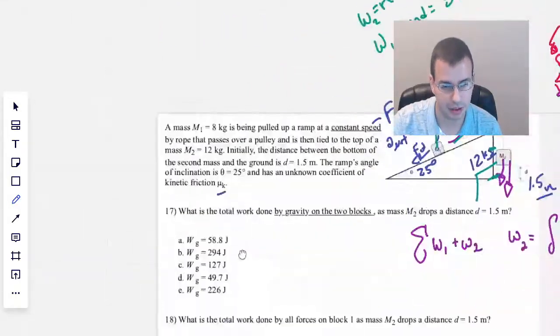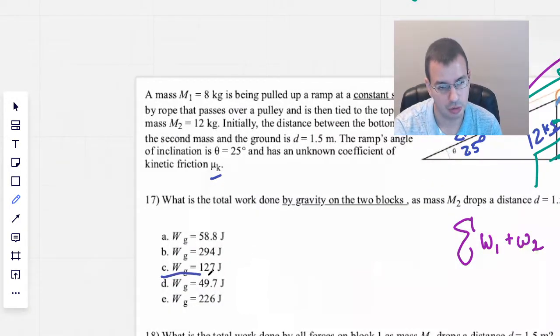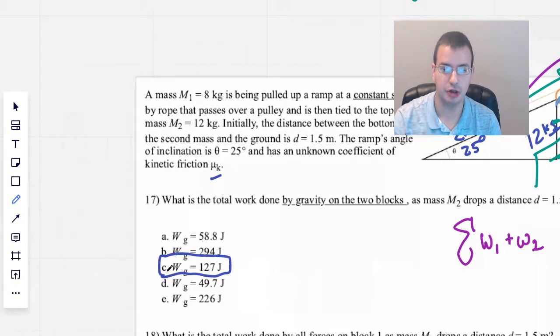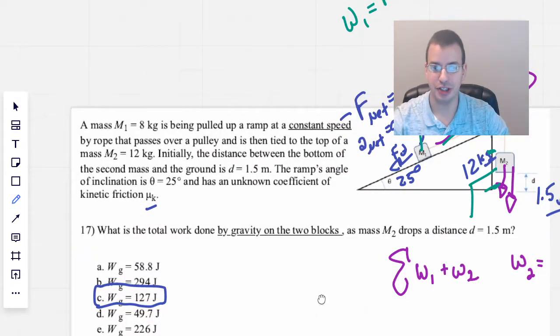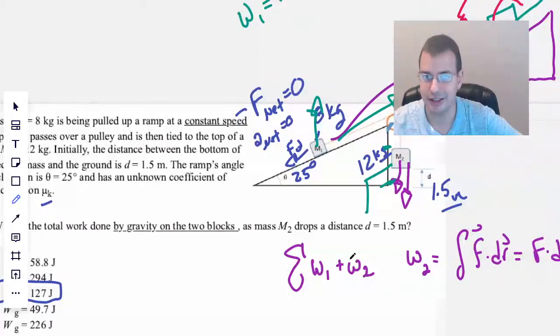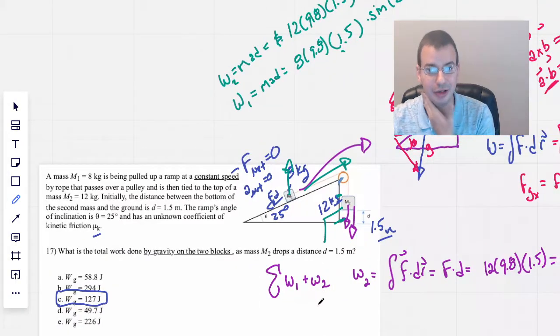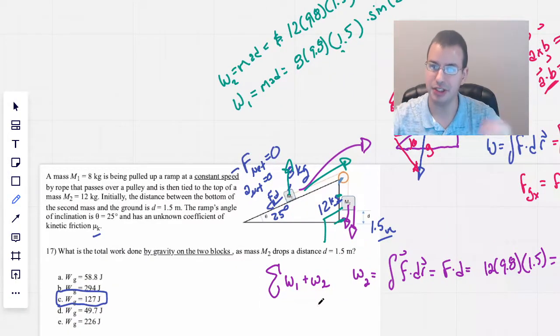Yeah, I'm good. Okay. So the answer will be C. Total work done by gravity is 126.7. And your first thought at this point is like, wow, that took you like 10 minutes, and you don't have time to take that much time.